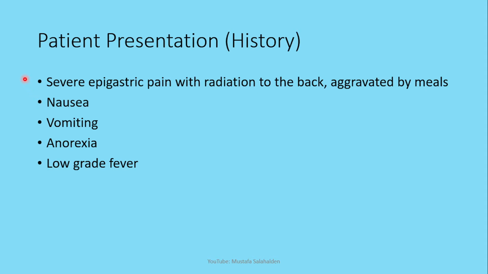Now, for the patient presentation, this is the history part. The main symptom in acute pancreatitis is pain, and it is an epigastric pain with radiation to the back, and it is severe pain aggravated by meals. There might also be nausea, vomiting, anorexia, and low-grade fever.